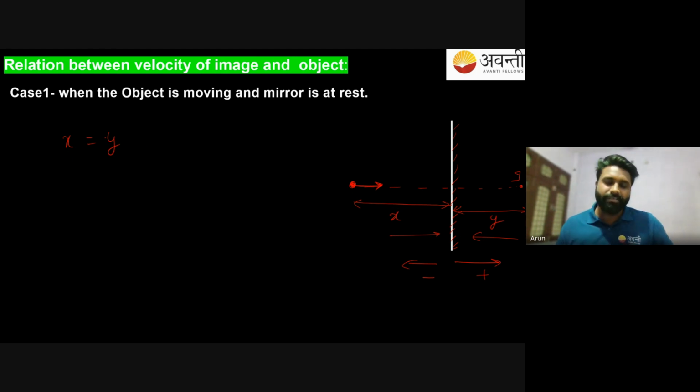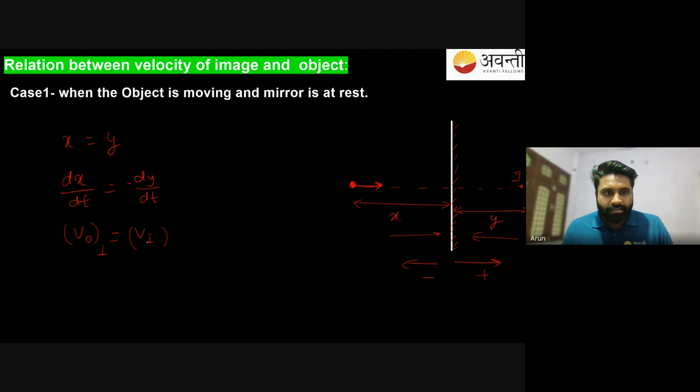We would differentiate it with respect to time. Why? To get the velocity. Okay, velocity is nothing but the change of position, change of displacement. So it is dx by dt, and it is dy by dt. I would consider the sign over here because it is velocity. Okay, so this is the velocity of the object, and this is the velocity of the image. These velocities are equal but opposite in sign.